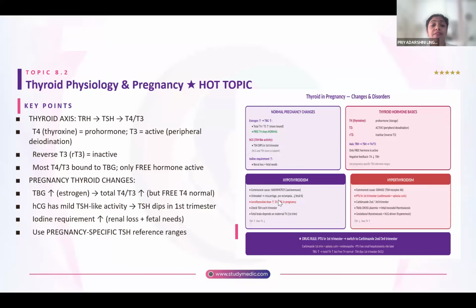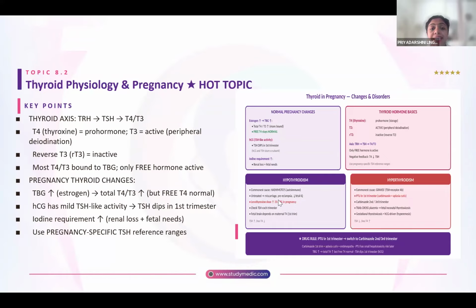Next, coming to another very important topic, which is thyroid physiology and pregnancy. For thyroid physiology, let's start with the thyroid axis. The thyroid axis, as we just saw, starts with thyrotropin-releasing hormone from your hypothalamus. From there comes your anterior pituitary, which releases thyroid stimulating hormone, and your end hormones are T3 and T4. T4 is called thyroxine, which is the pro-hormone, and T3 is the active form, with peripheral deiodination giving rise to T3 from T4.